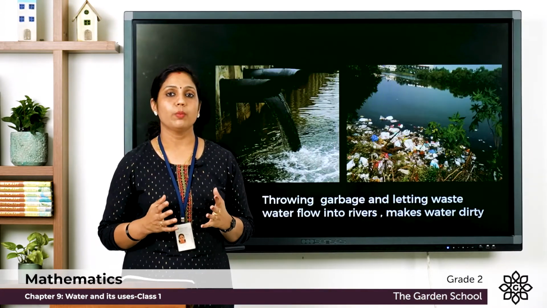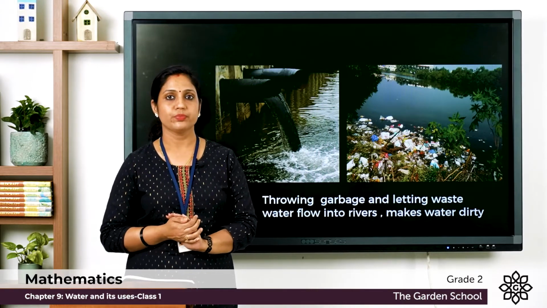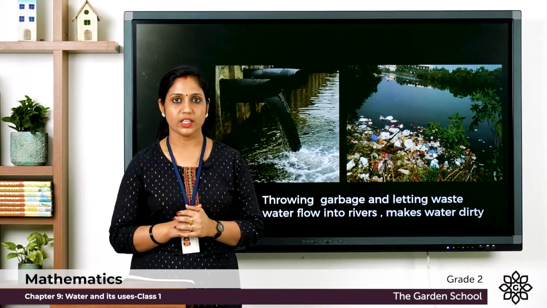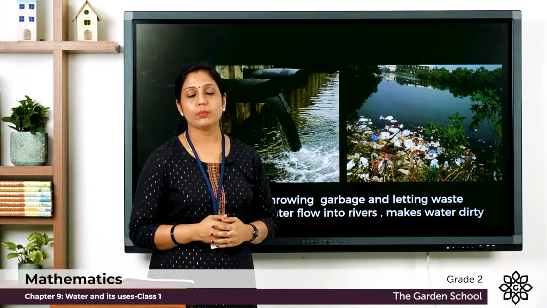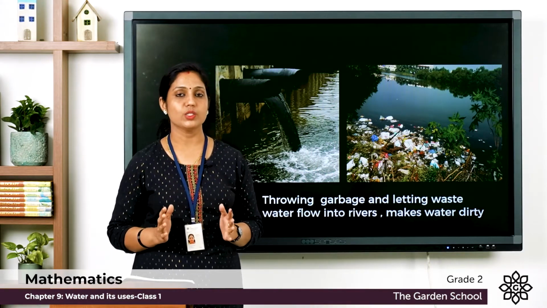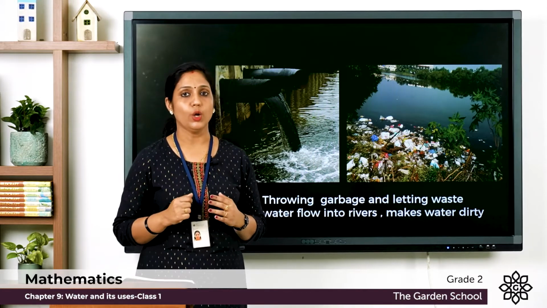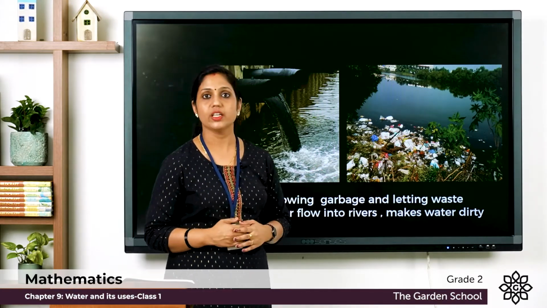Now we learned about how water reaches from the river to the taps. So it is very important to keep the water clean, right? But have you noticed people throwing garbage in the river? Is it clean or unclean? By doing so, the water becomes unclean. And is it good for drinking? No. So we should not dispose of any kinds of garbage in the rivers.